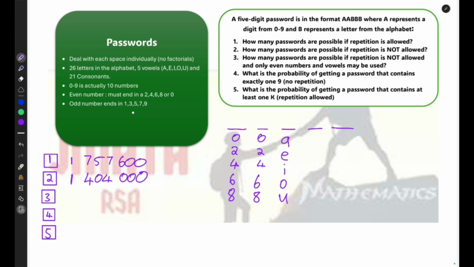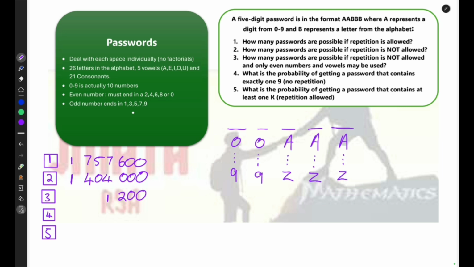So let's write down if repetition is not allowed. For the first space, I have 5 options. If I used one of those options, I only have 4 options left in the second space. The same with the other ones: I have 5 vowels, then 4, then 3. So the answer to this one, if I multiply, would be 1,200 different variations if it may not be repeated.